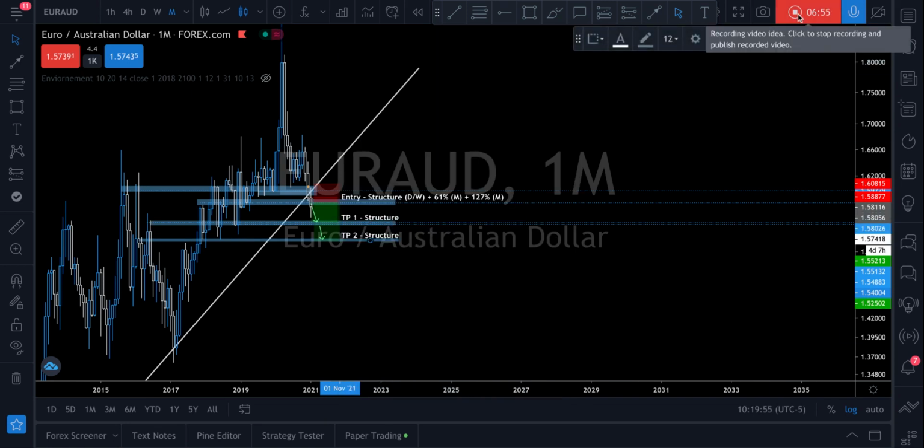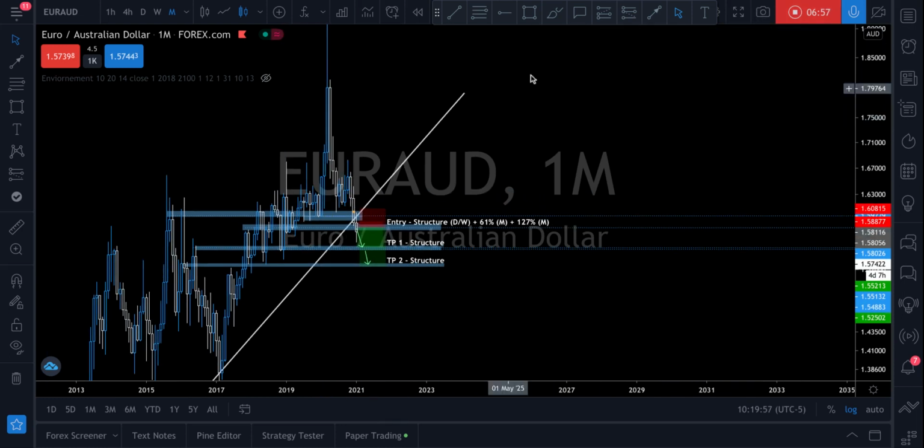Cool. So this is Euro AUD, guys. We broke through this trend line. We're starting to test previous support as resistance. So it's starting to look like we're getting ready for some shorting action.